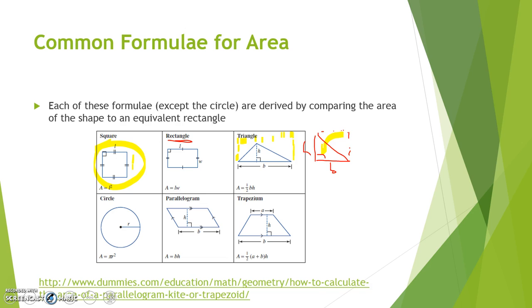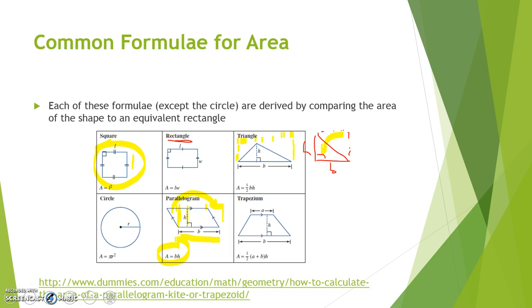Parallelogram, let's look at that one. So with a parallelogram, because the sides are parallel, if we cut this piece off, and you can do this yourself, that piece fits in over here. And what do we have? We have a rectangle with a width of h, or height of that shape, and a length of b, hence the formula A equals bh.